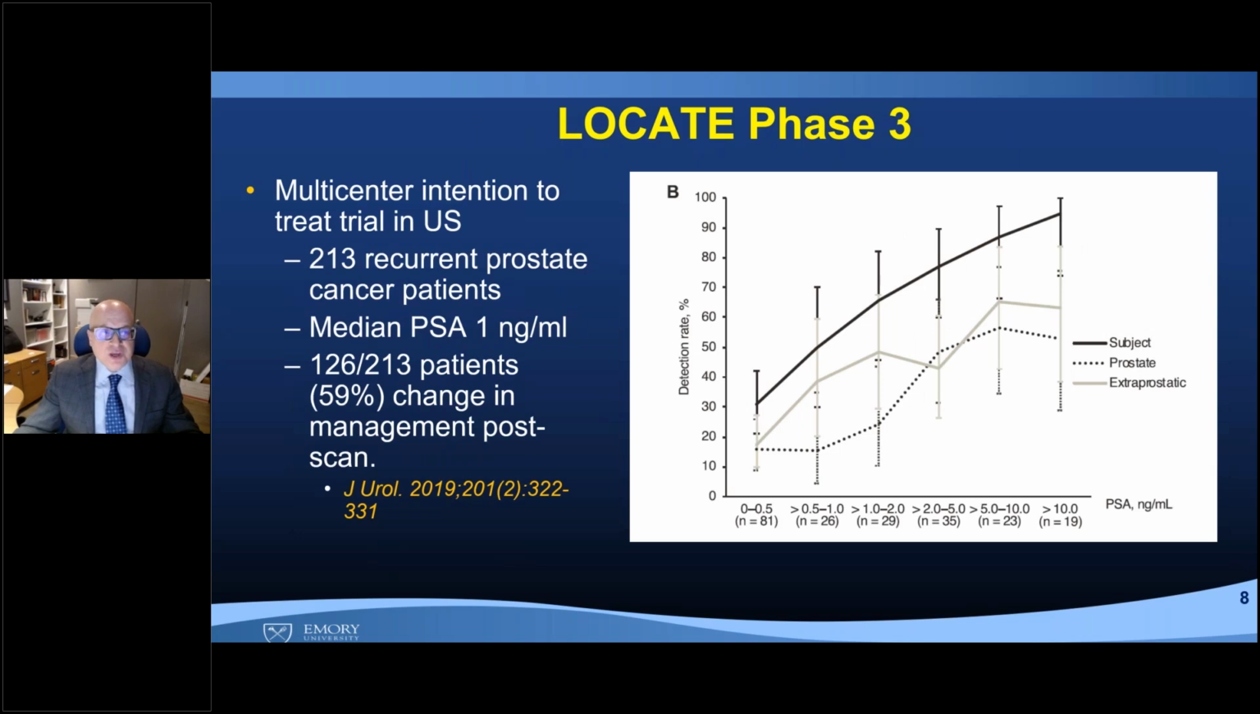LOCATE Phase 3 was a multi-center intention-to-treat trial in the US, enrolling over 200 recurrent prostate cancer patients. The median PSA of this trial was 1. Detection rate varied with PSA level, from a high detection rate with a high PSA to a detection rate of approximately 30 to 50% with a PSA of less than 1. Most importantly, there was nearly a 60% change in management post-scan.